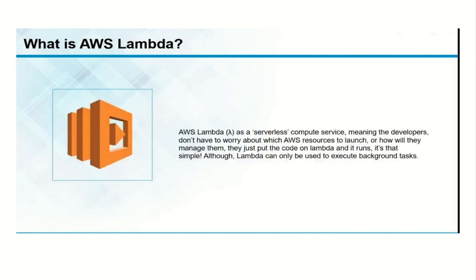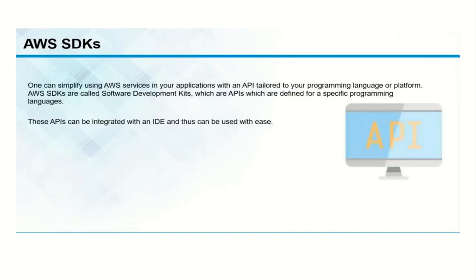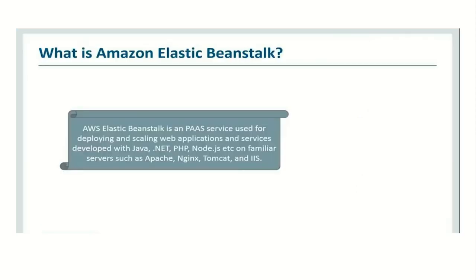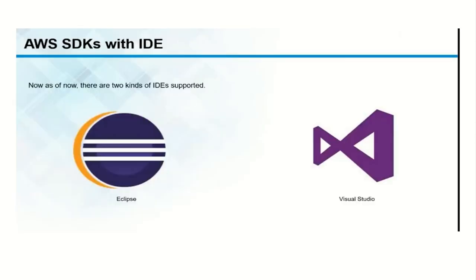Okay, thank you for this lecture. And AWS provides some SDKs. Through those SDKs we can integrate different programming languages with AWS. AWS Lambda also provides some SDKs, and currently there are two, Eclipse and Visual Studio, that support the AWS SDK. Okay, and this is the overall overview of AWS Lambda and its lab.